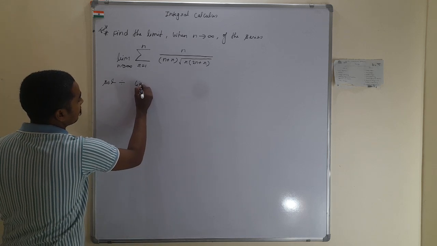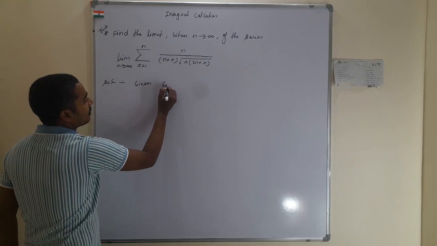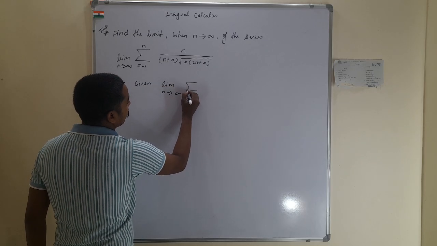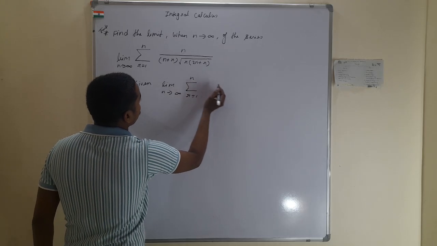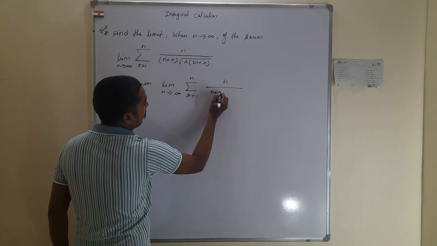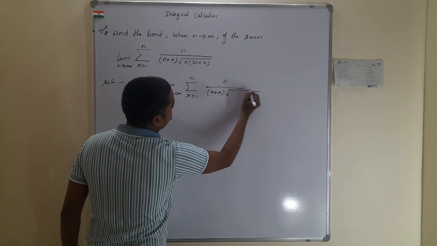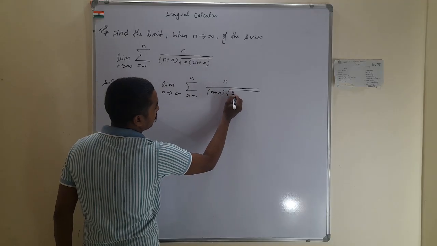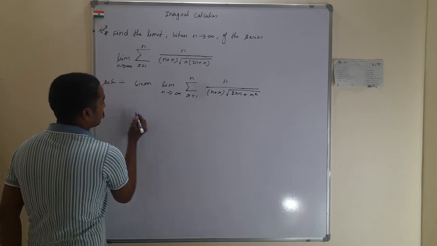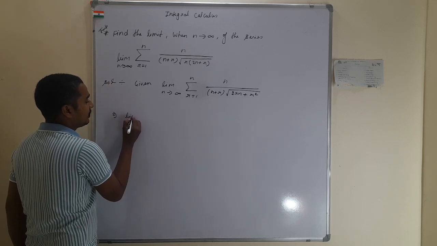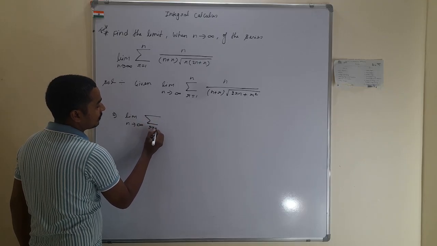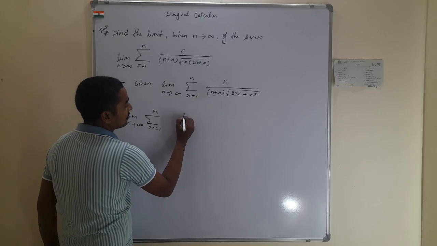Here, given limit n tends to infinity, summation r equals 1 to n, n upon (n plus r), and under the root we have to multiply with r. This gives 2rn plus r square, and further we can also write this as limit n tends to infinity, summation r equals 1 to n, and here this is n.